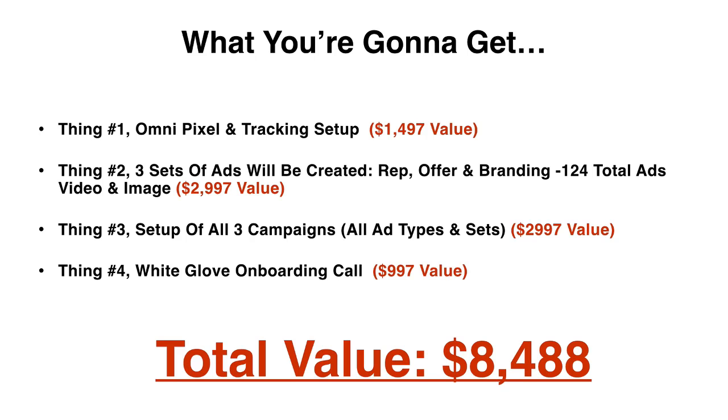So again, what you're going to get is thing number one, the OmniPixel and tracking setup. You're going to get thing number two, the 3 sets of ads that are going to be created, the rep and offer and branding, over 124 total ads with videos and image ads. You're going to get thing number 3, which is a setup of all 3 campaigns, right? Inside of all the different platforms that I showed you, folks. This is a ton of work. Facebook and Instagram and Twitter and LinkedIn and Google Display Network and Gmail and YouTube, right? And Traffic Fuel as well. So folks, this takes a whole lot of time, effort, and patience to get set up. You don't even have to worry about it. We're just going to handle it for you.